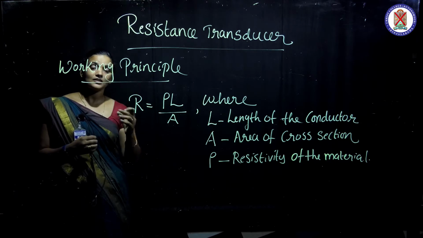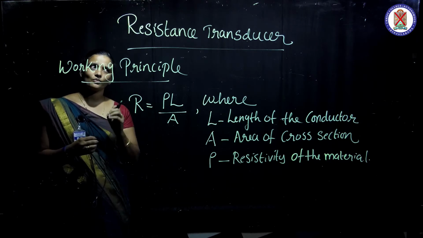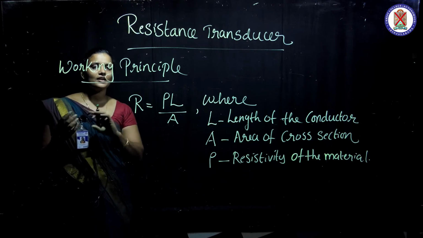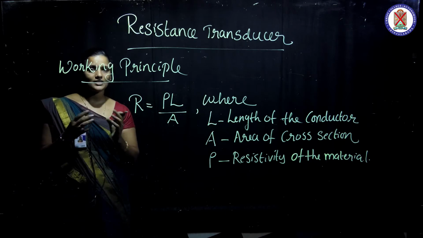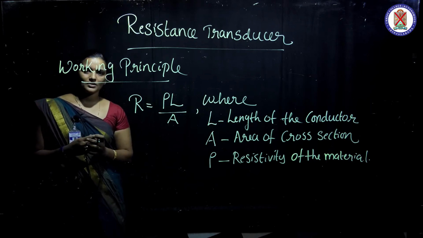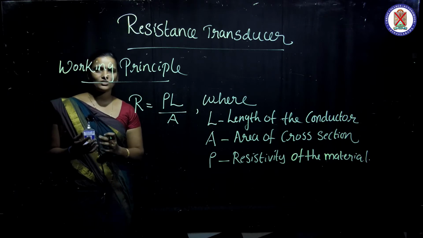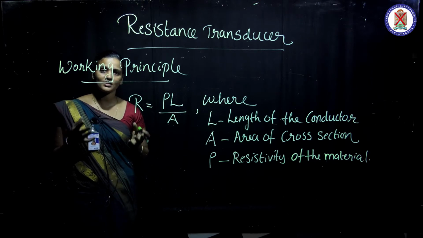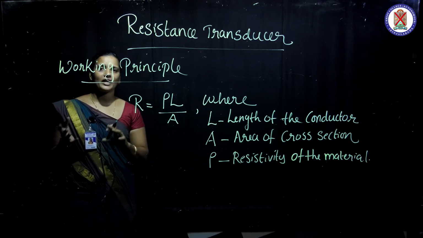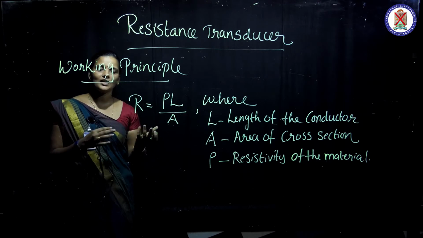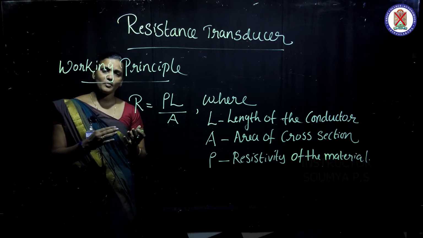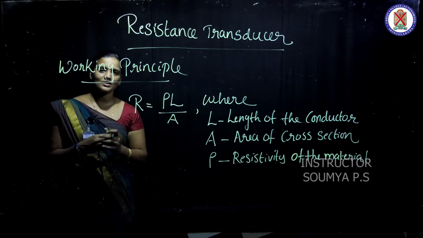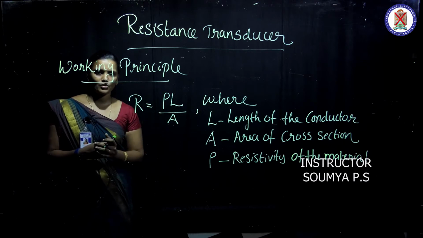So a resistance transducer is a transducer which varies its resistance in accordance with a quantity. It is mainly used to measure physical quantities like pressure, temperature, displacement, force, strain, stress, etc. All of this can be measured with the help of a resistive transducer. How will it be measured? It shows the change in resistance. This change in resistance can be used as a measurement for the input quantity.